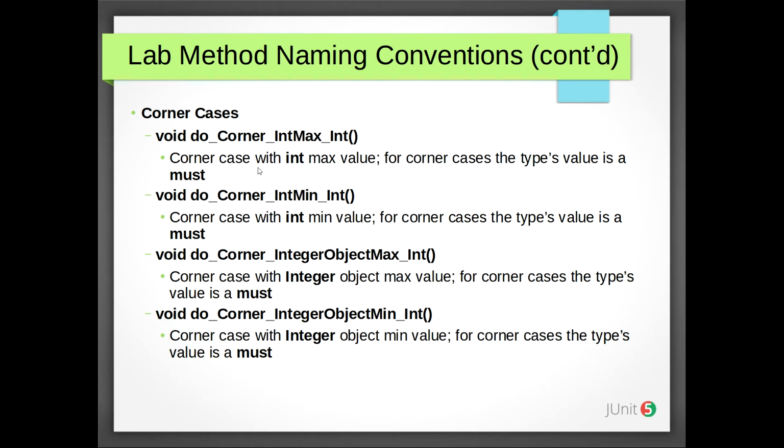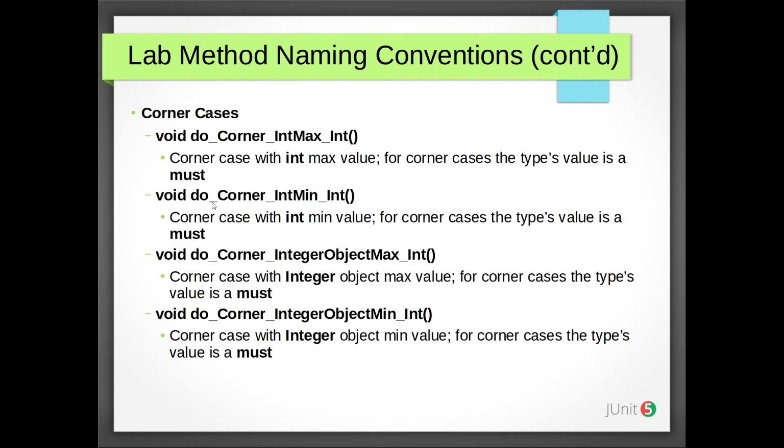For some examples of corner cases, max, min, etc. would be void do_corner_int_max_int. We're passing a max integer in as a parameter. We're getting an integer in return. So this is a corner case with int max value. For corner cases, the type's value is a must, because otherwise we just won't know what we're doing. So max or min here.